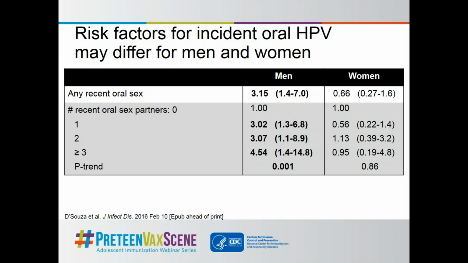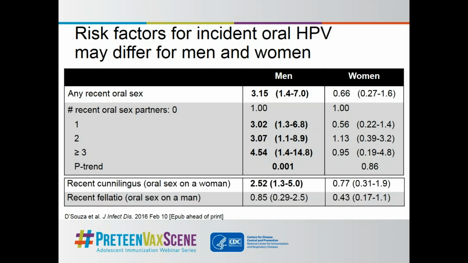We did happen to have individuals who were gay in our study, and we looked at the men performing oral sex on a woman. They did have an increased risk of acquiring oral HPV infection, but for our gay men, performing oral sex on a man in the past 3 months was not associated with an increased risk of oral HPV infection. So that supports the hypothesis that performing oral sex on a woman might confer higher risk of oral HPV acquisition than performing oral sex on a man.